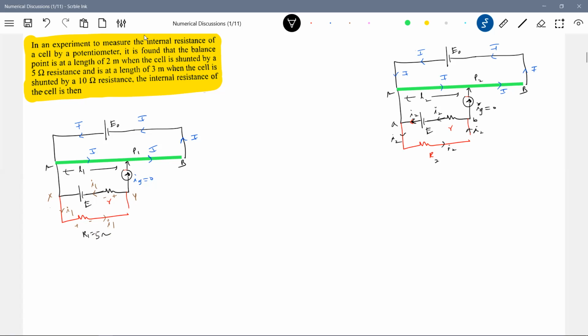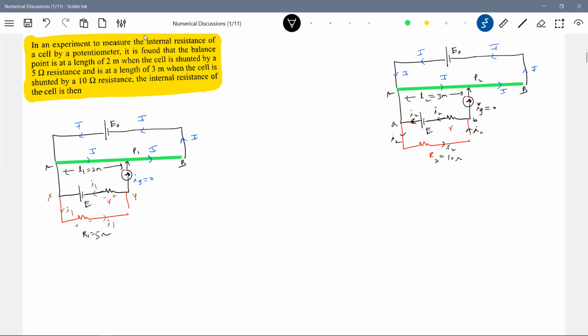And length L1 is how much? 2 meter. Here only you try to analyze, and L2 is, and length is 3 meter. And when R2 is how much? 10 ohm. Yeah, we have only this much of information. If we have to calculate that small r, okay, how can you proceed?